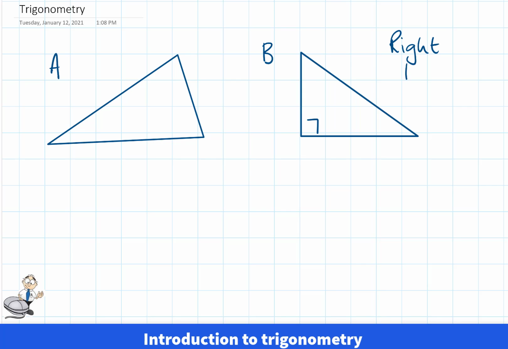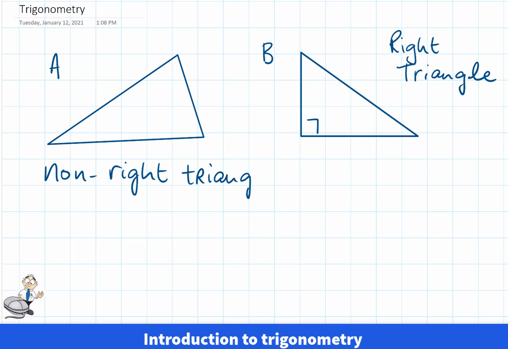On our course, mostly it's the right triangle that we deal with, and the other one is just called a non-right angled triangle, or non-right triangle. So these are the two types of triangles we're going to deal with. Today I'm going to concentrate on the right triangle.